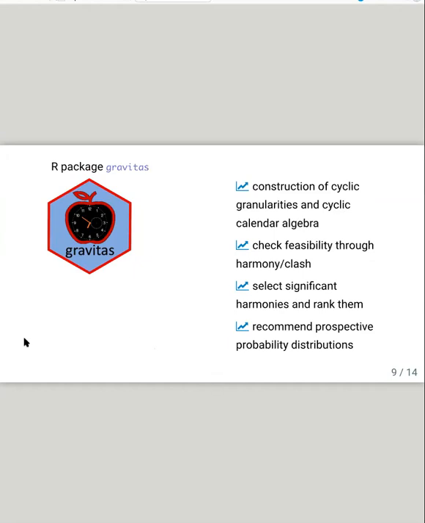Through the package, we provide methods to create possible granularities for a time index, determine feasibility of examining them together, called harmony or clash, refine the exploration by looking only at significantly different pairs, and recommend appropriate distribution displays.